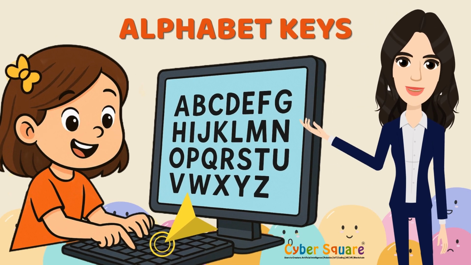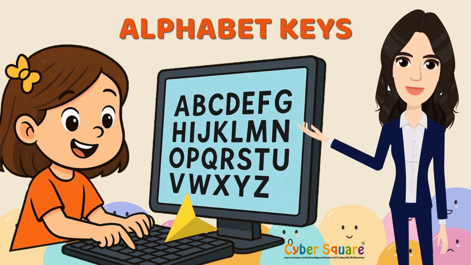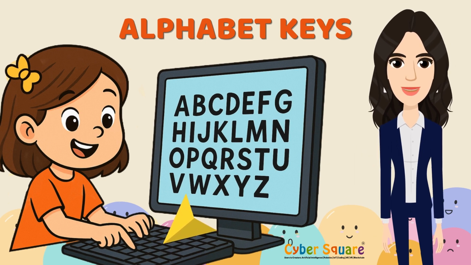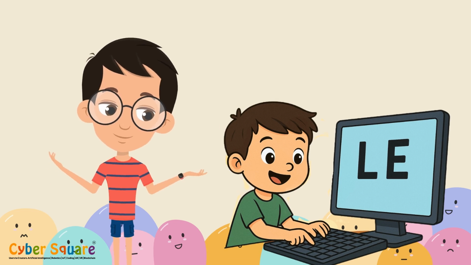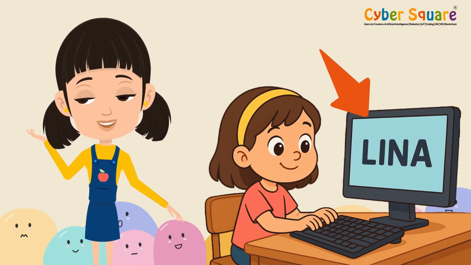The alphabet keys are for typing letters from A to Z. You can use them to type your name, words, and even create sentences. Let me try. I can type L and E. Great job, Leo. Now I will type Lina.